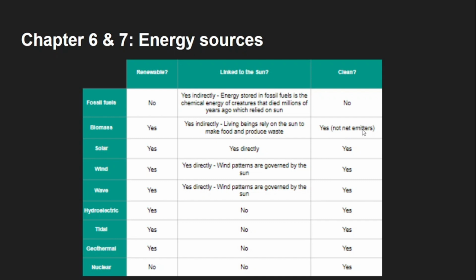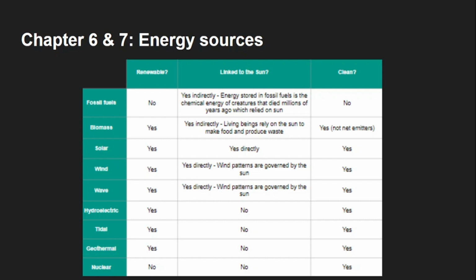So if you use plant waste, for example, and you burn plant waste, you will release some carbon dioxide. But because the plant over the course of its life tends to absorb a lot of carbon dioxide to make food through the process of photosynthesis, we could say that on the whole, biomass is a cleaner source of energy than fossil fuels. Then solar, it's renewable.